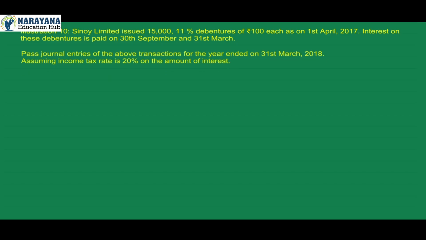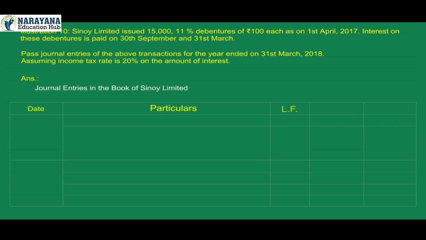Illustration 10. Sinoy Limited issued 15,000 11% debentures of ₹100 each as on 1st April 2017. Interest on these debentures is paid on 30 September and 31st March. Pass journal entries of the above transactions for the year ended on 31st March 2018, assuming income tax rate is 20% on the amount of interest. Answer. Journal entries in the books of Sinoy Limited. Date, particulars, ledger folio number, debit, credit.